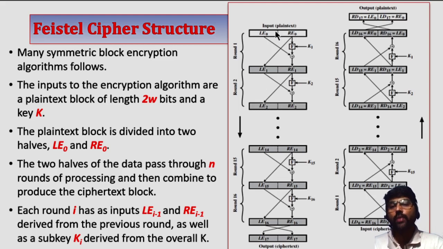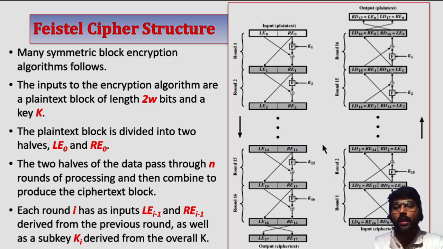These two halves pass through n rounds of processing. After n rounds of processing, you have to combine these two to produce the cipher text or cipher block.